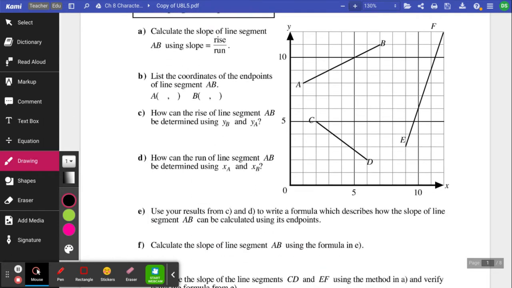So if it said, find the slope of the line segment AB, what is it? 1/2. Okay, tell me the whole thing first. It's up 3 over how much? So then that's how we get 1/2. Then it says, list the coordinates of the endpoints. So what are the coordinates?